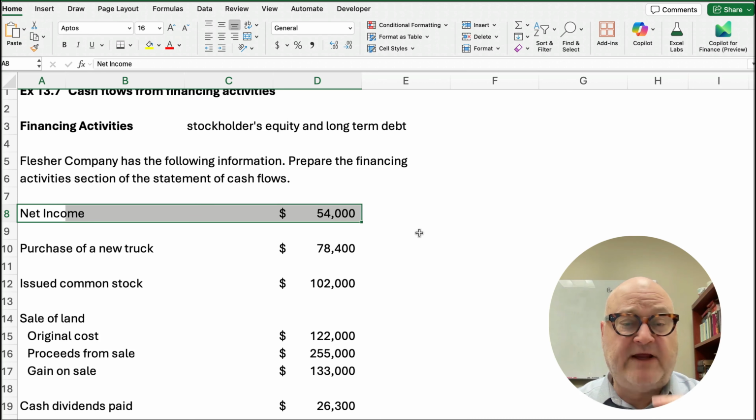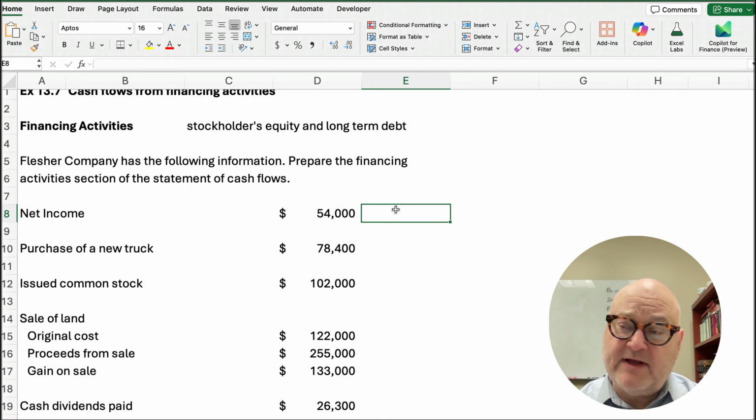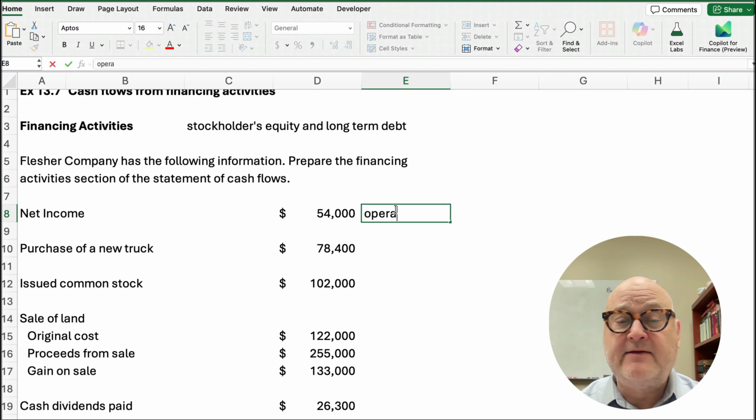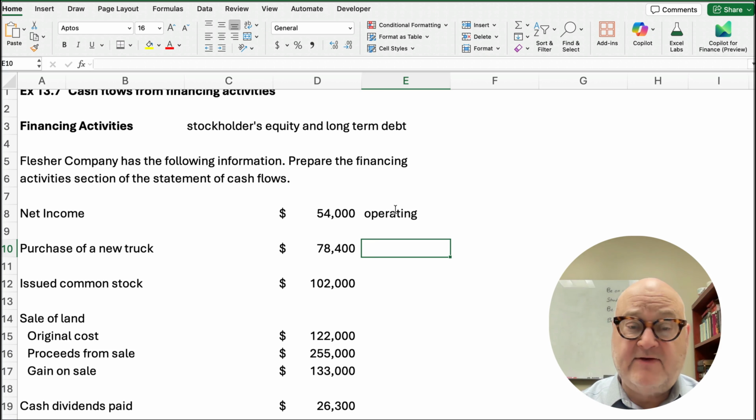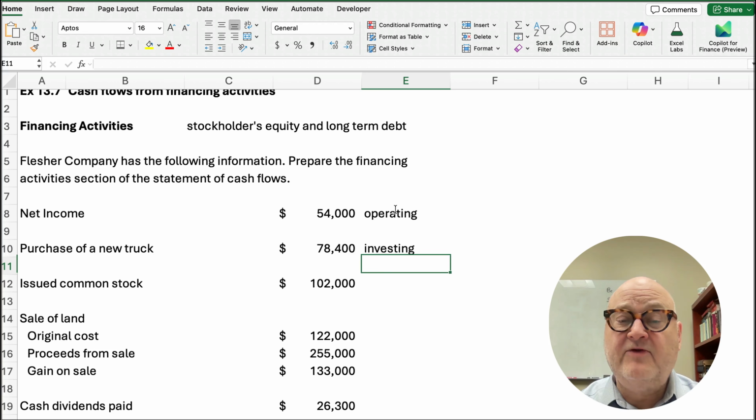Here's what we have for the Flesher Company. We have net income, and so one of the things we need to evaluate is whether this is a financing activity, or is this operating or investing or whatever? So if we did net income, that's operating. So we're not going to use this on this problem. Purchase of a truck is investing, so we're not going to use that. So kind of out of the gate here, we have two that we don't need.